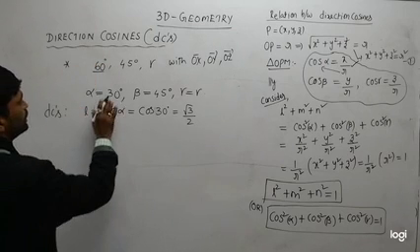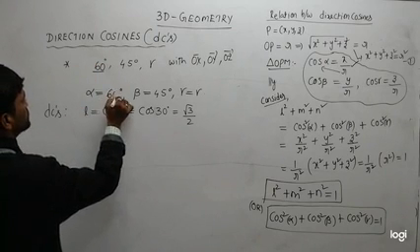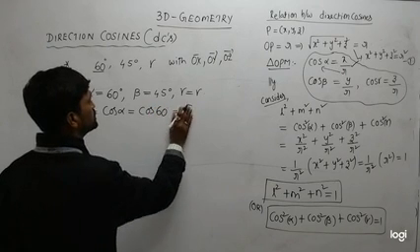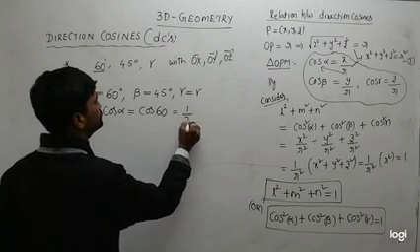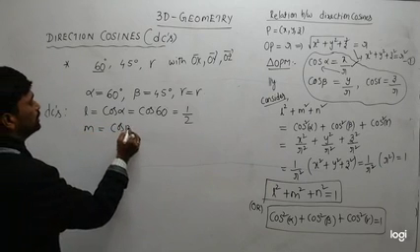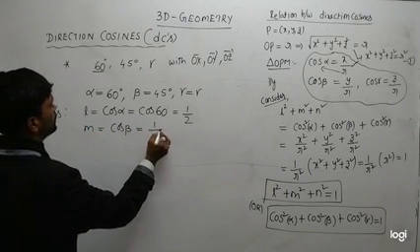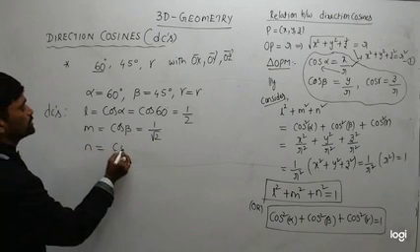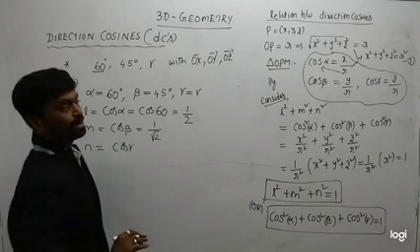So you do one thing: instead of 30 you take 60 degrees. So cos alpha means cos 60 degrees. Cos 60 value is how much? 1 by 2. Then M is equal to cos beta, that is cos 45. Cos 45 value is how much? 1 by root 2. N is equal to cos gamma, but we don't know the gamma value.